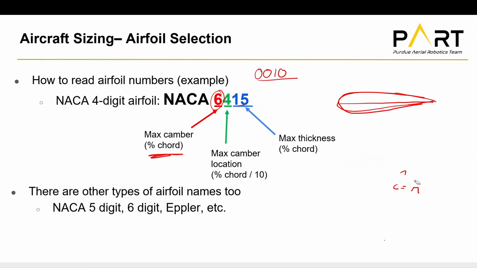Again, I've said before, aerospace engineers love non-dimensionalizing things. It's because no matter how long you make that chord, whether it's 1 meter, whether it's 2 meters, whether it's 100 meters, the geometry of this airfoil in terms of its shape will be the exact same.